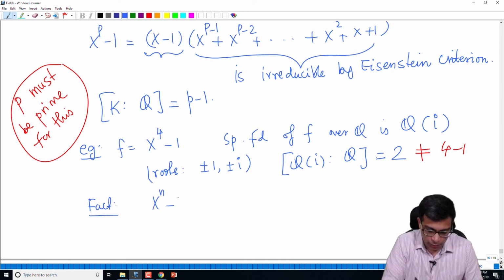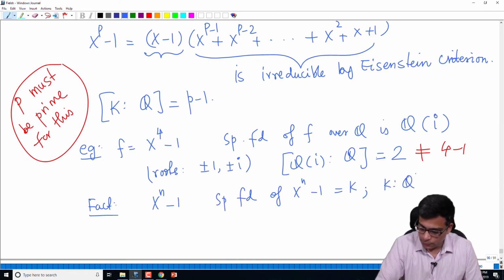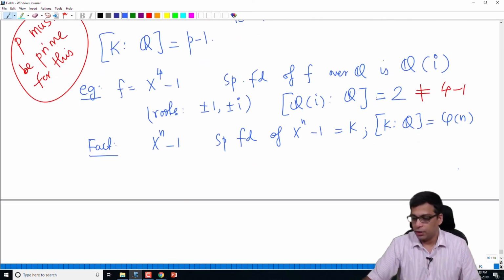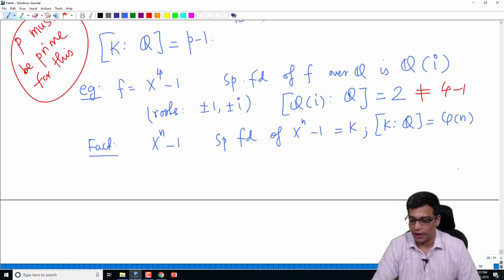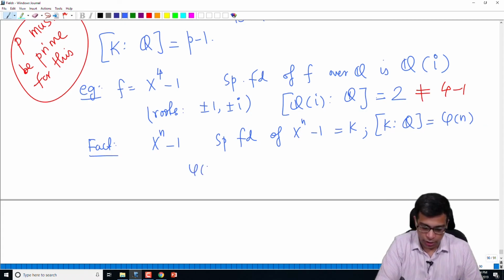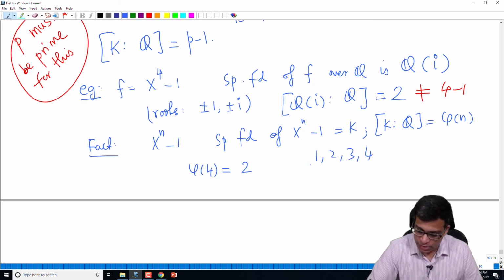If you take x^n minus 1, the splitting field of this is K, let's say, then the degree [K:Q] is actually Euler's function phi(n). This is the number of integers between 1 and n that are coprime to n. For n equal to p, that's exactly p minus 1, and for 4, for example, you know that it's 2, because out of 1, 2, 3, 4, the coprime ones are 1 and 3.